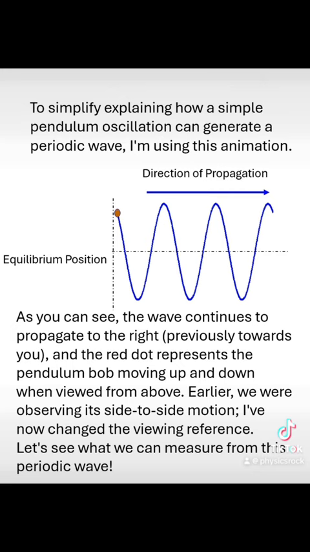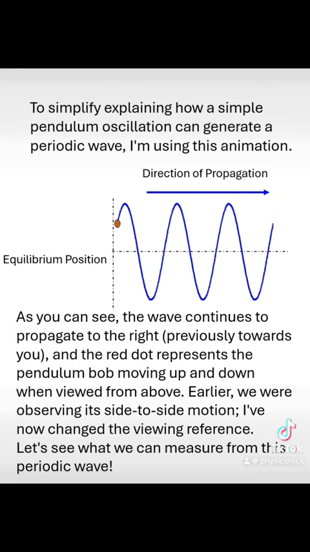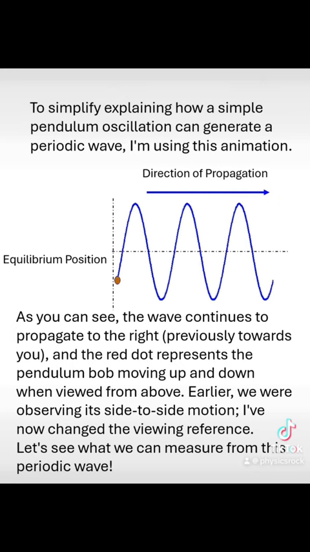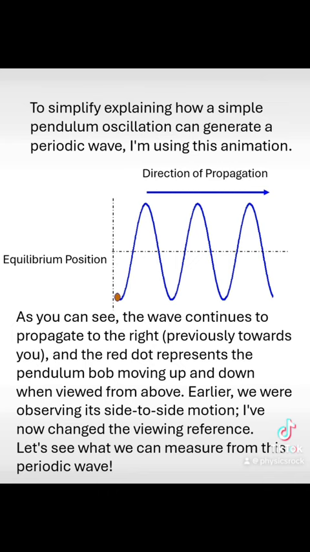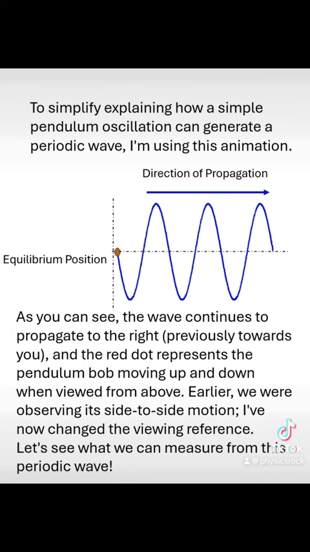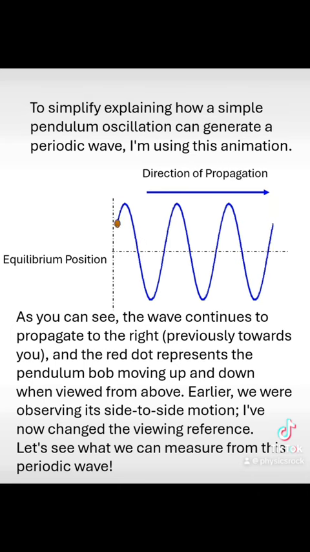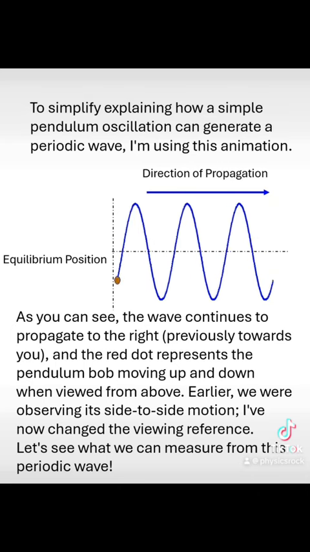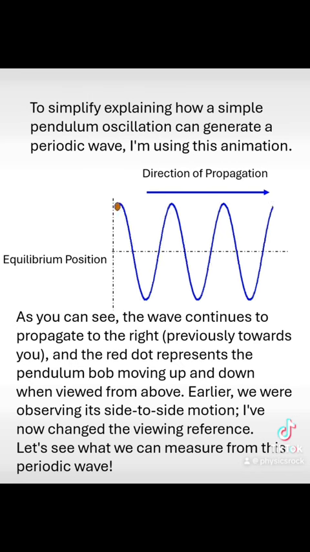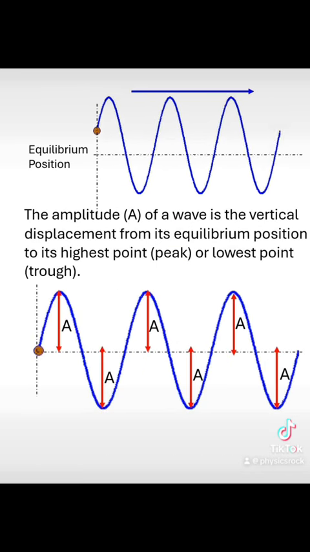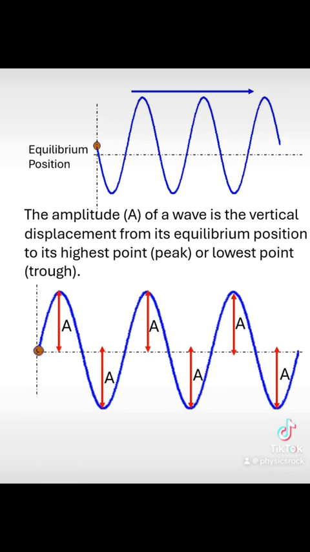Let's observe this animation to simplify my explanations. The wave propagates to the right, previously it was towards you, and the pendulum bob is moving up and down when viewed from above. The pendulum motion has changed the viewing reference for a better explanation. Let's see what we can measure from this periodic wave.